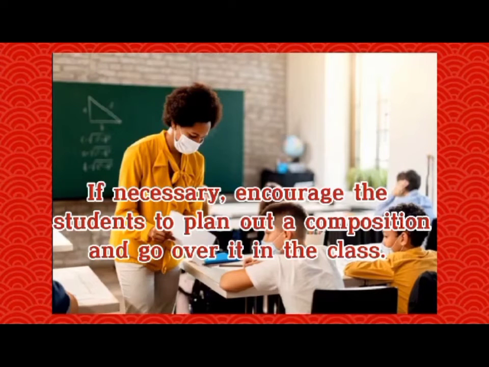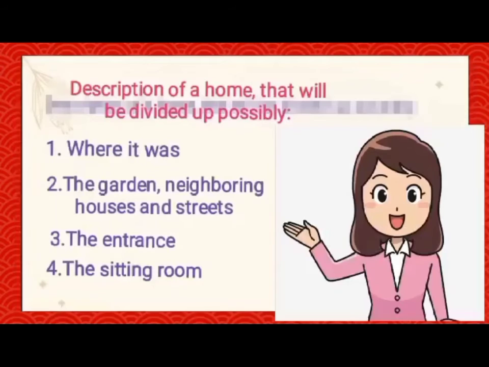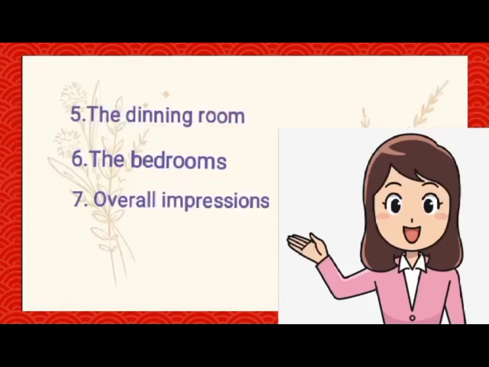This means it's important for the students to plan out the composition specifically for the class. Description of a home will be divided up as follows. Number 1, where it was. Number 2, the garden, neighboring houses and streets. Number 3, the entrance. Number 4, the sitting room. 5, the dining room. 6, the bedrooms.